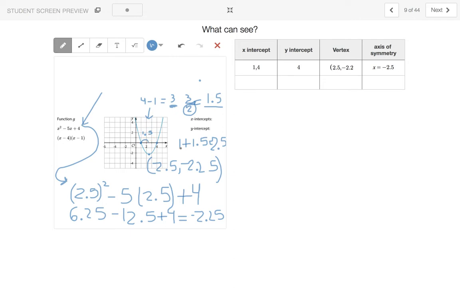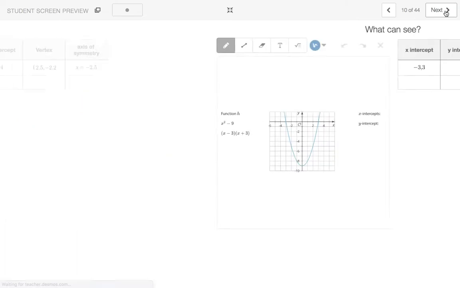Really just make a picture if you're struggling with how you find the axis of symmetry or the x coordinate of the vertex. Okay, and then of course the axis of symmetry we said will always be x equals whatever the x coordinate of the vertex is.